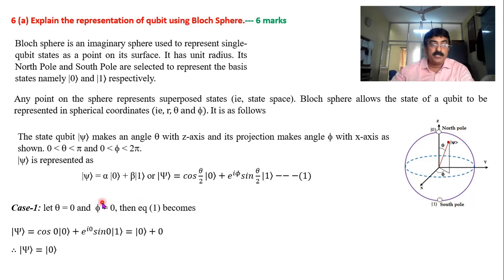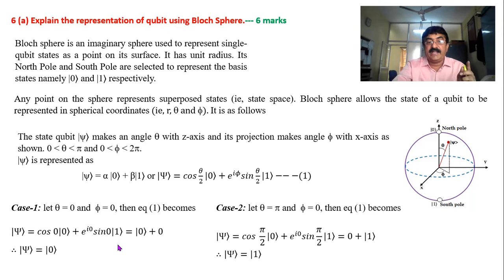If I put theta 0, phi 0 in the above equation, this becomes cos 0 ket 0 plus e to the power of i 0 sin 0 ket 1. I put 0 in this place. Theta by 2, since theta is 0, 0 by 2 is 0. Next, cos 0 means 1, so it is 1 into ket 0, plus the next one, sin 0 is 0, so the second term becomes 0. Therefore psi equals ket 0. That means when the vector is oriented along the z axis, it obviously represents the ket 0 state, that is the north pole.